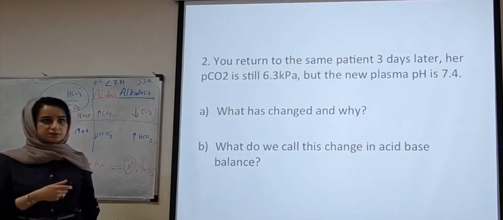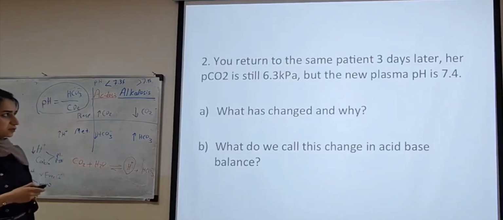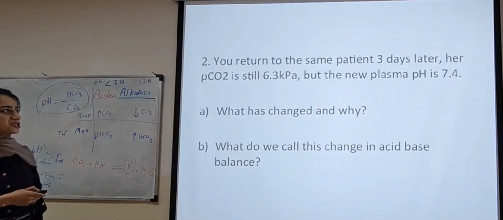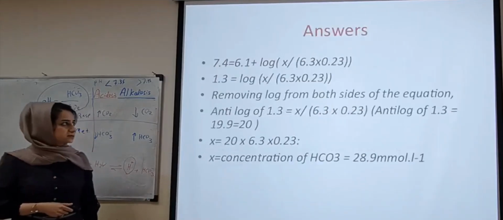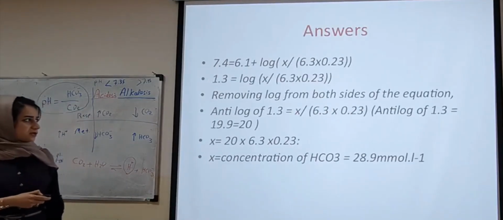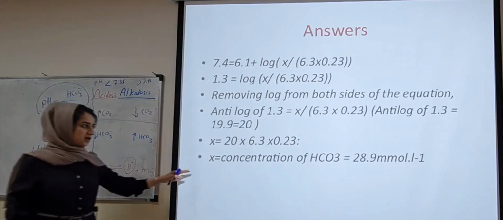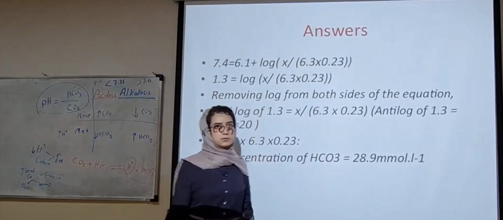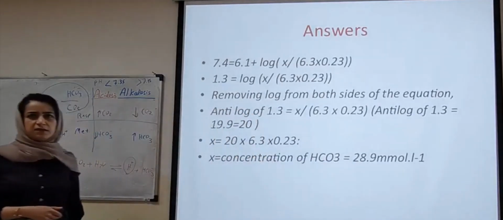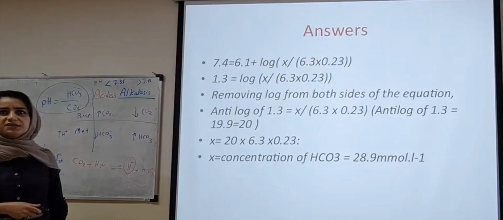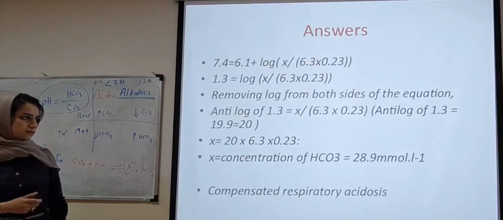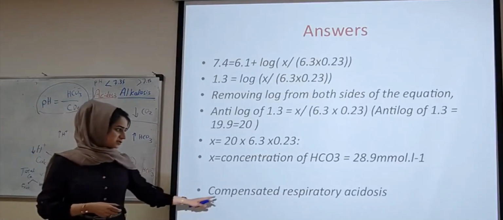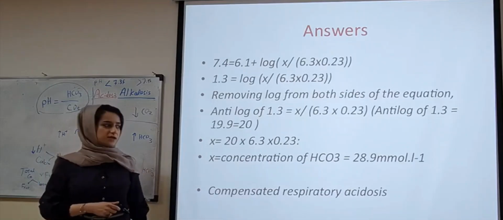The bicarbonate has increased to return the pH to normal. What has changed and why, and what do we call this? A change in acid-base balance. We will calculate it, the calculation is the same, and we will find that the bicarbonate is 28.9 millimol per liter. More than 26 is increased, so this is compensated respiratory acidosis.